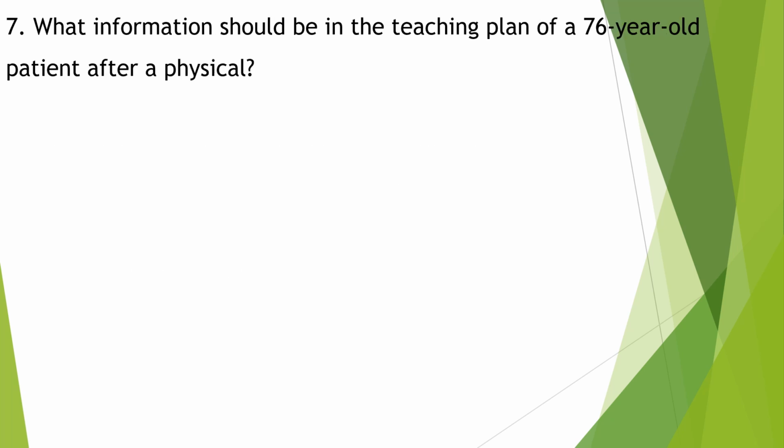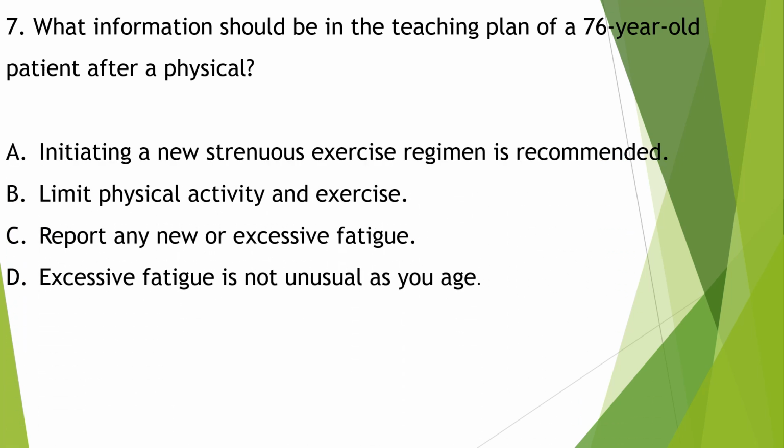What information should be in the teaching plan of a 76-year-old patient after a physical? Initiating a new strenuous exercise regimen is recommended. Limit physical activity and exercise. Report any new or excessive fatigue. Excessive fatigue is not unusual as you age. So here, excessive fatigue is not normal and may indicate the onset of a heart failure. Physical activity should be continued, but we should not go for a new strenuous exercise regimen.